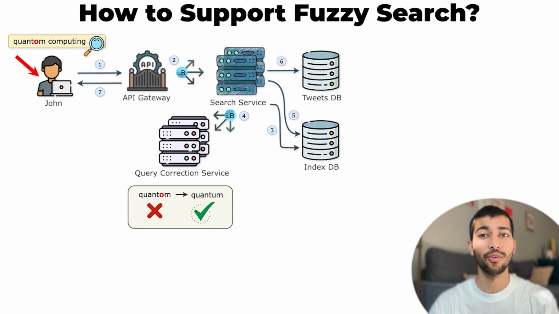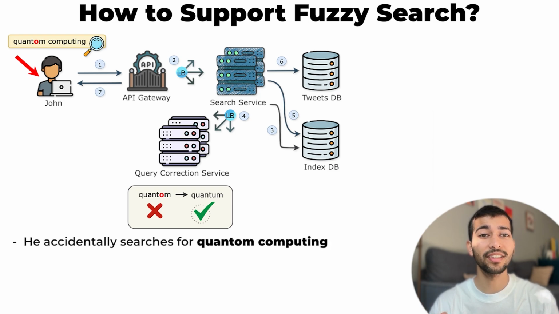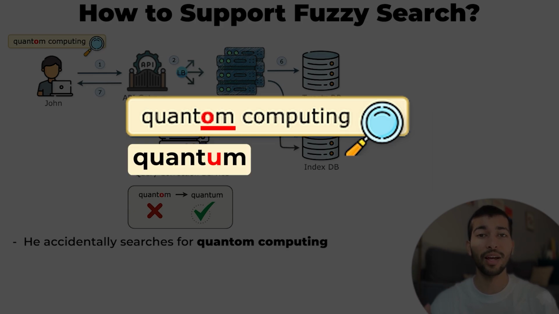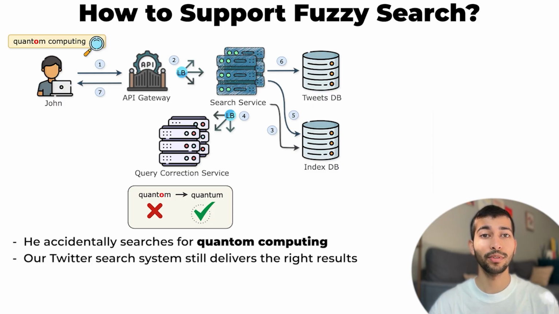Let's take John, for example. He accidentally searches for "quantom" computing. You see the misspelling there? T-O-M instead of T-U-M. So our Twitter search system still delivers the right results. Let's walk through how this happens.